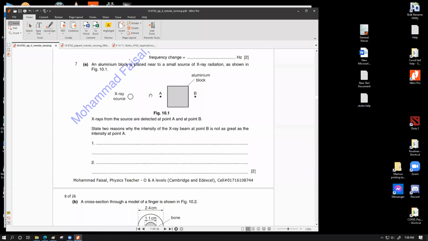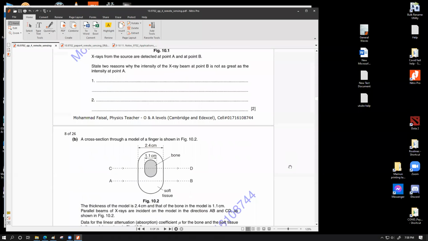The second reason is that the aluminum block absorbs a significant portion of the energy of the X-ray waves. So these are the two reasons that we're going to write in words, pretty basic stuff.